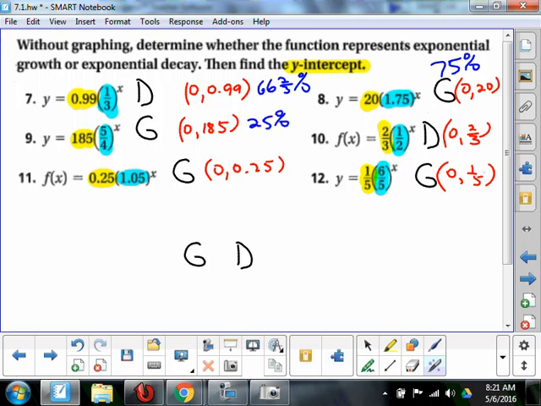Number 10 is easy. You can't miss that one either way you do it. Number 10, the growth rate would be 50%. Number 11, it would be 5%. And 12, the growth rate would be 20%. Where'd you get 20%? Well, 6/5 is 1.2, and 1.2 minus 1 is 0.2, and 0.2 converted to a percent is 20%. There will be questions on that quiz where you're going to have to do this: find whether it's growth or decay and what the rate is. So make sure you have that skill in your back pocket.